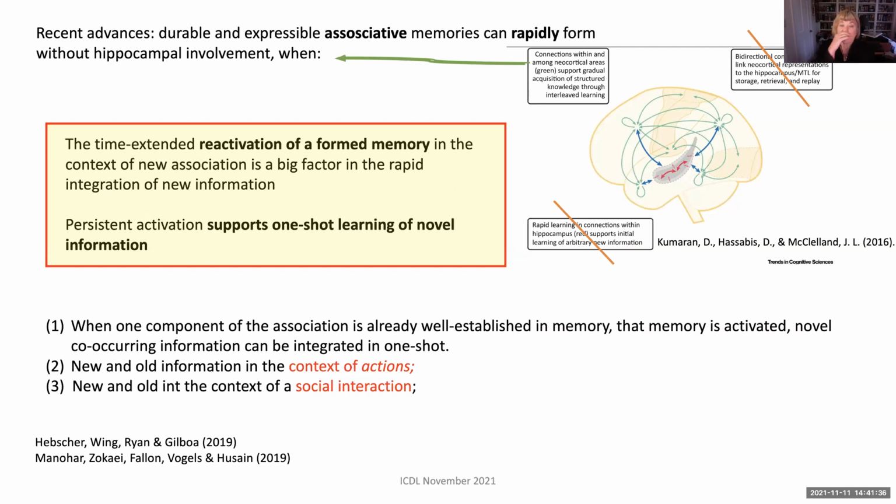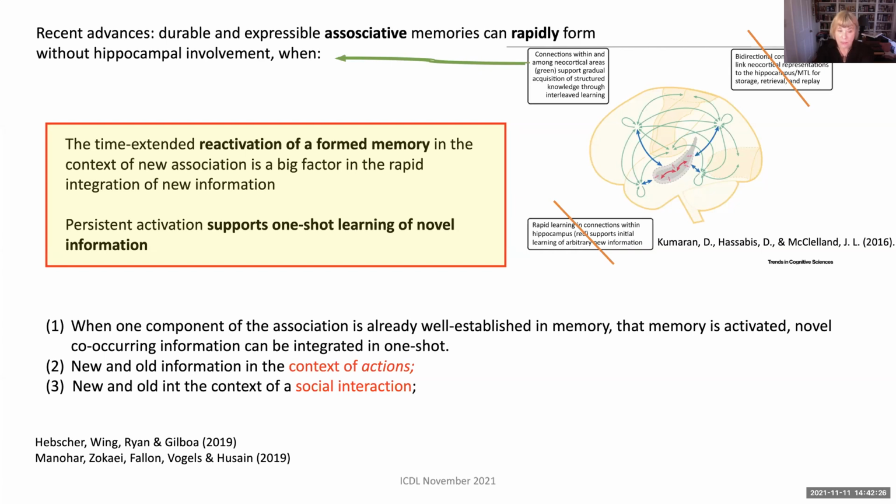So this goes back to thinking again about how durable and expressive associative memories can rapidly form, okay? And I told you about how old knowledge, well-established memories, play a role, but other evidence suggests that the key mechanism to which these well-established memories contribute is that you have time-extended reactivation of the formed memory in the context of new associations. It is a persistence of activation that, without the hippocampus, forming a cortical memory requires, persistent activation that extends in time, okay? Not a millisecond event, okay?